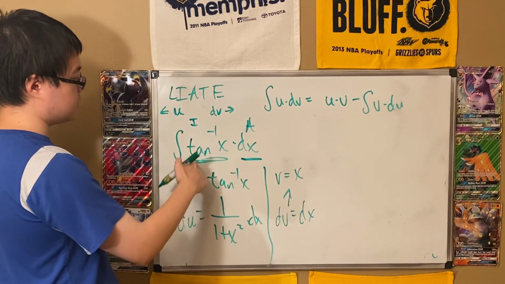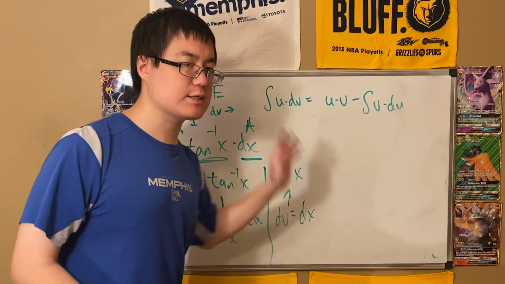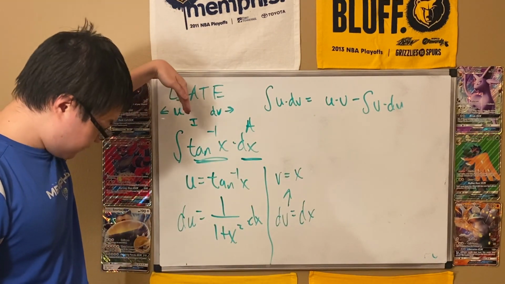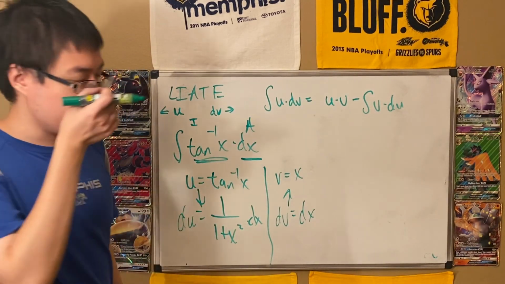We chose u because u was inverse tan, because it was towards the left side of the acronym. We chose dx, it was the right side of the acronym. We always take the integral of dv. We take the derivative of u, so that's what we did. And now we're ready to form the formula.